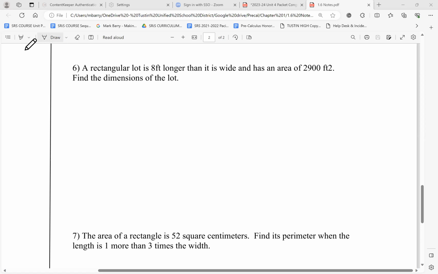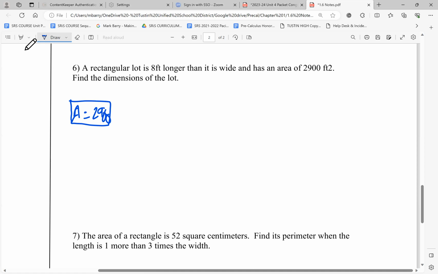Okay. So for this one, you don't have to draw a picture of the rectangle. I would, not a huge drawing, just a small one. I just like to label the area in here. It's going to be 2,900. And then they said that it's 8 feet longer than it is wide.